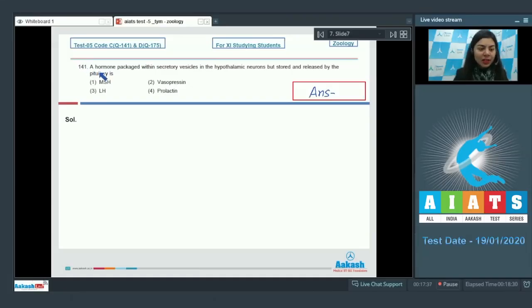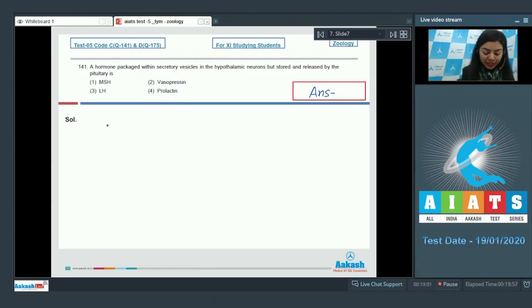Question number 141. A hormone packaged within secretory vesicles in the hypothalamic neurons, but stored and released by the pituitary is MSH, that is melanocyte stimulating hormone, vasopressin, luteinizing hormone, that is LH, or prolactin.